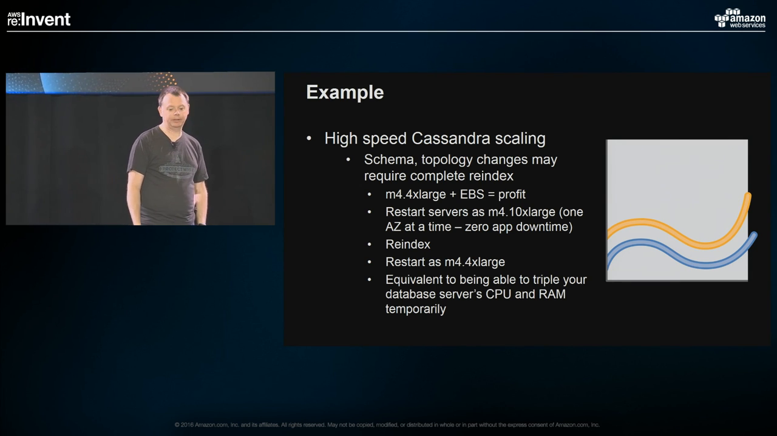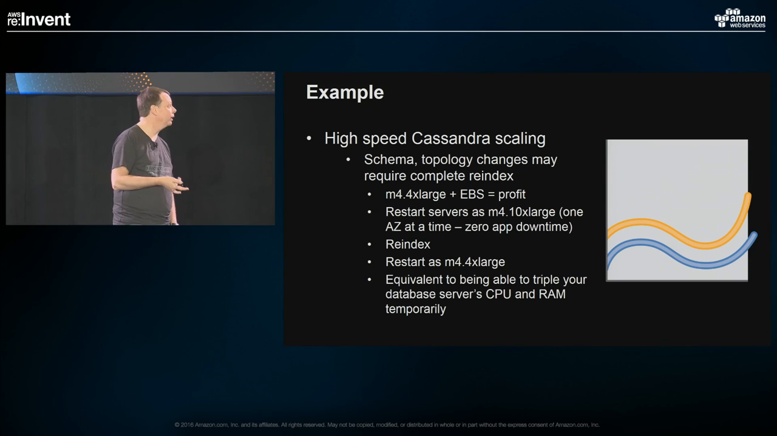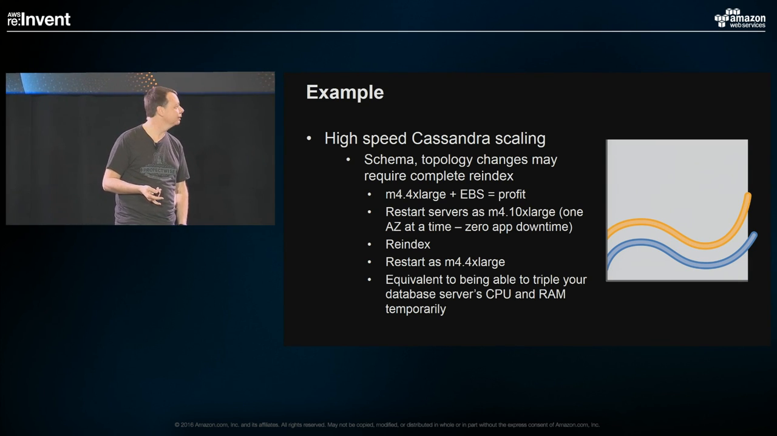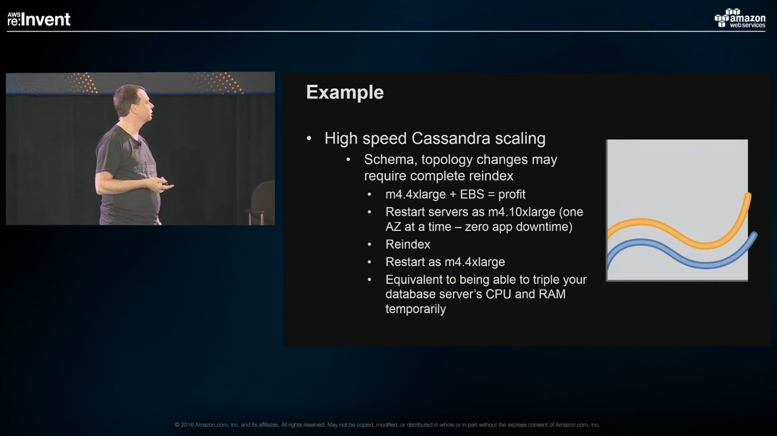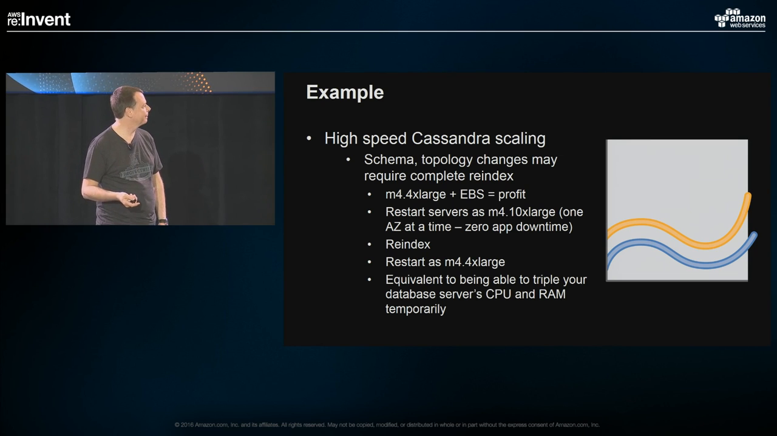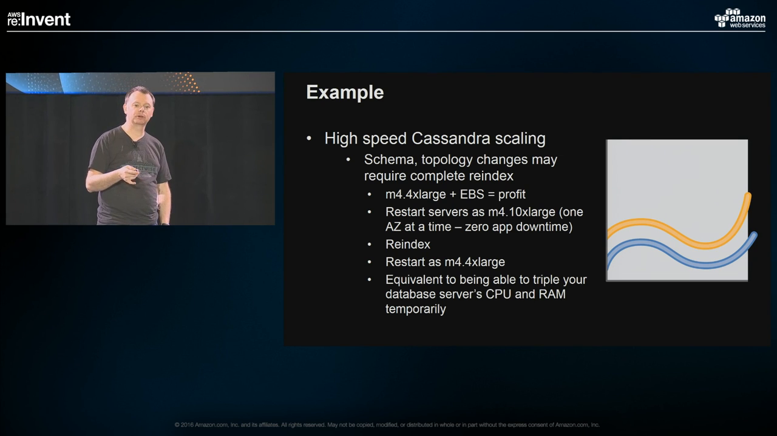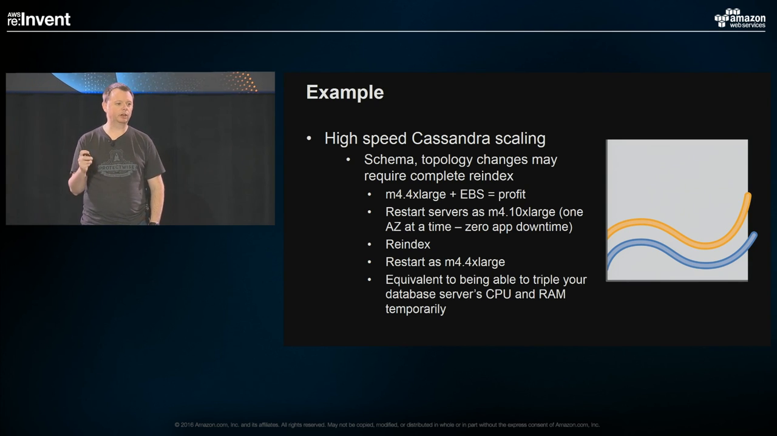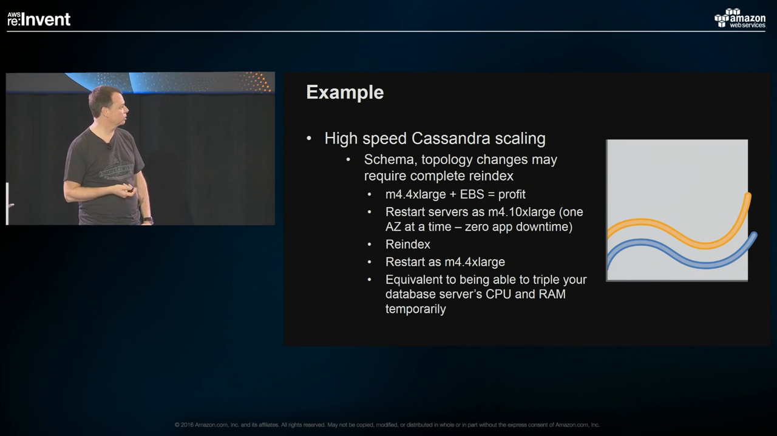So as an example of what that gives you, if we have a significant schema change, we may have to do a complete re-index of our data. With M4 4XL, that re-index would take over a week. That's okay, but again, we want to be agile, so we want it to be able to complete more quickly. So we go one availability zone at a time. We stop all the servers, convert them to M4 10XL, start them back up. When the whole thing is M4 10XL, we kick off the re-index, and then we reverse the process.